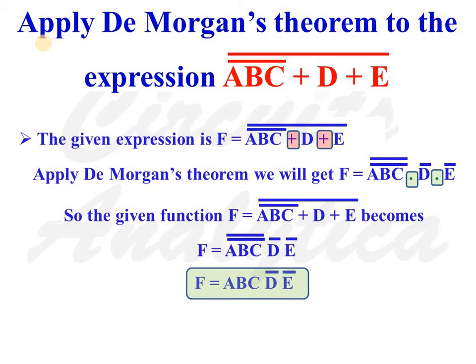ABC double bar is nothing but ABC. So we can write f is equal to ABC and d bar and e bar. So after applying De Morgan's theorem to the expression (ABC bar or d or e) the whole bar, we will get f is equal to ABC and d bar and e bar.